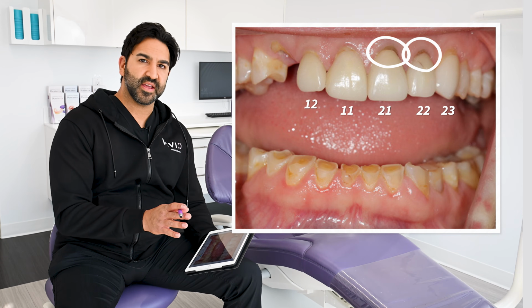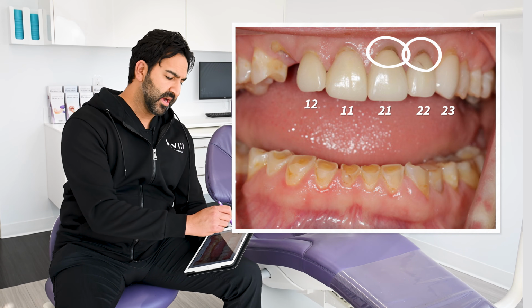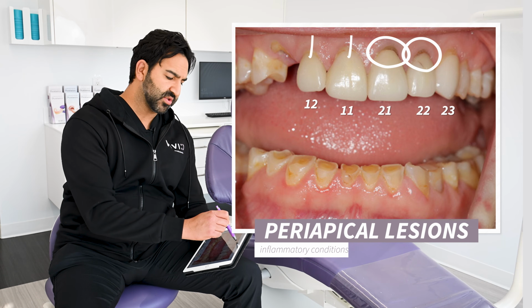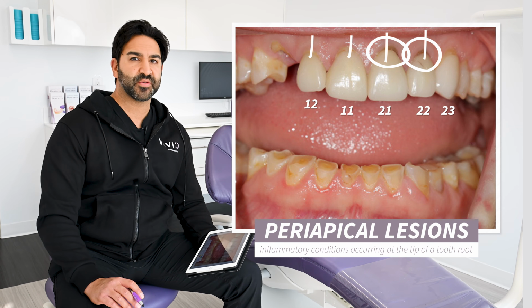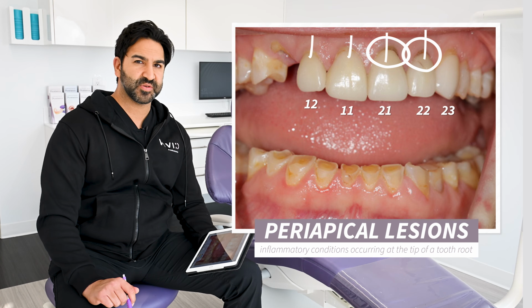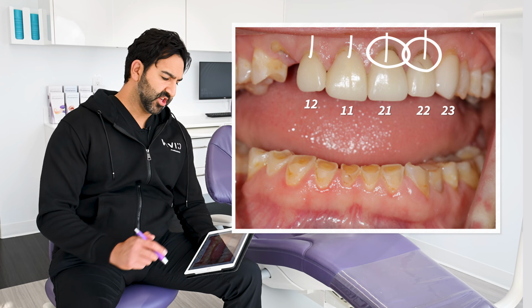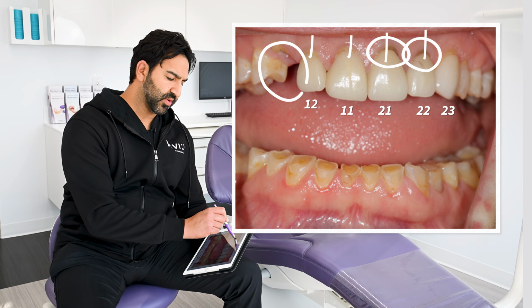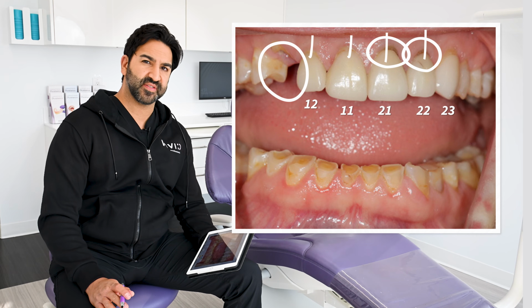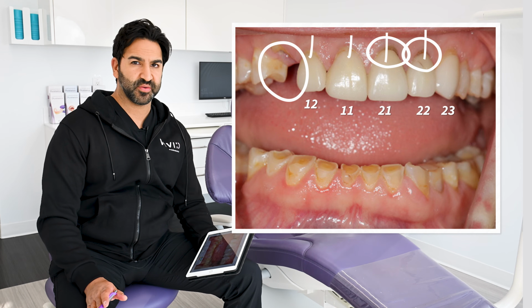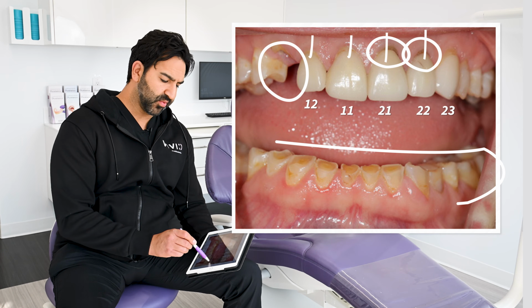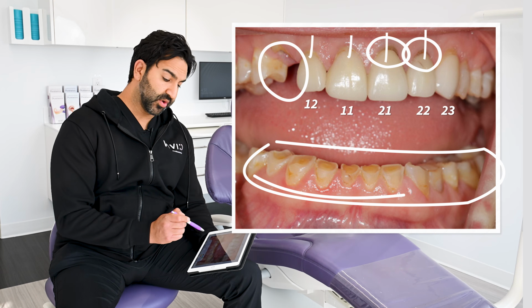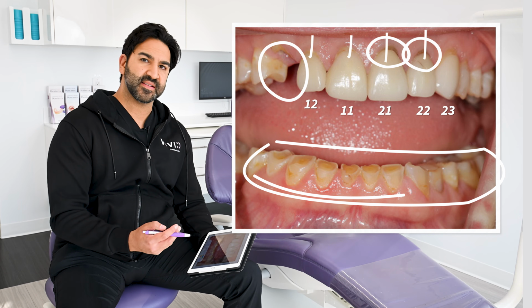On top of that, and unfortunately not visible in this photo, there were periapical lesions associated with teeth 1-2, 1-1, 2-1, and 2-2. These teeth were previously root canal treated, but there were still infections present, unfortunately. In addition, we can see here that tooth 1-3 has fractured to the gingival line, which means that it is not restorable.